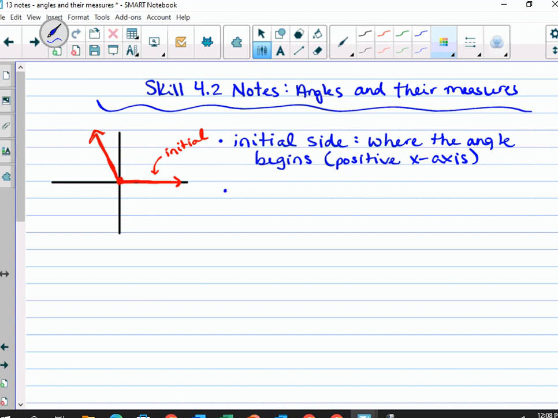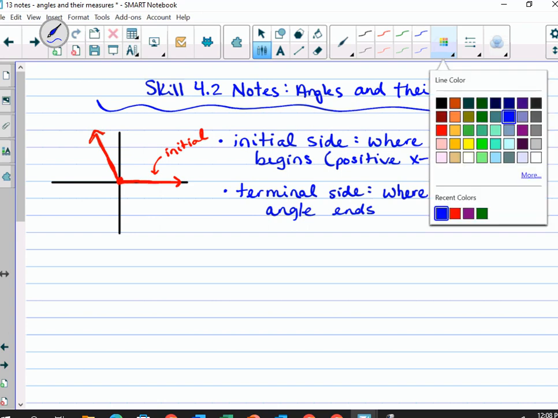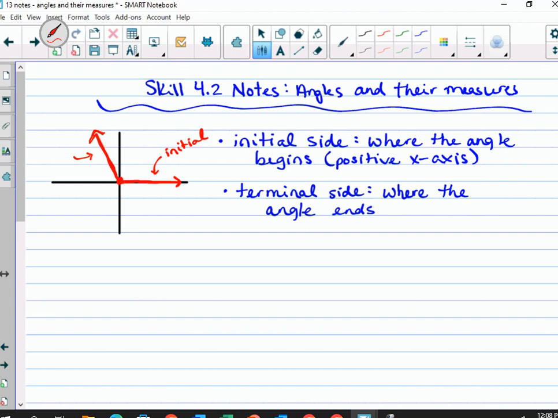All right, angles also have a terminal side. What do you think the terminal side is? Where it ends. Yes, where the angle ends. Now that's not always in a certain place. Your angle can end anywhere in your quadrant. So this is the terminal side.